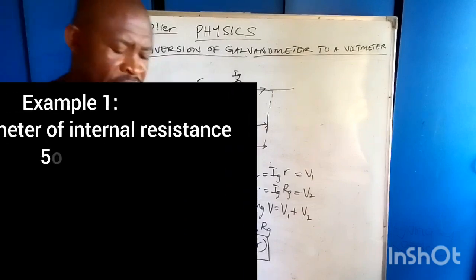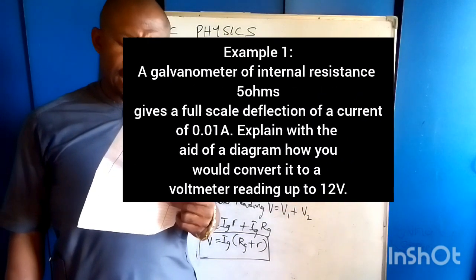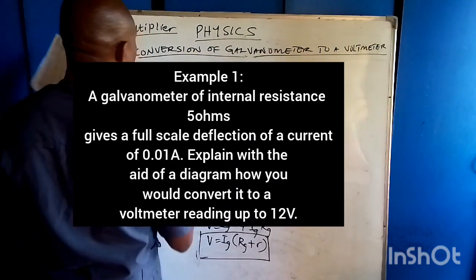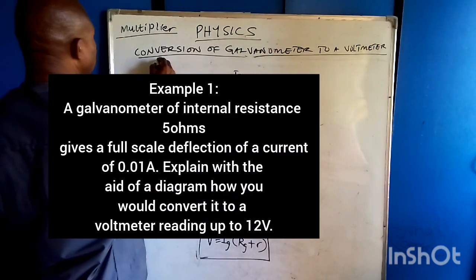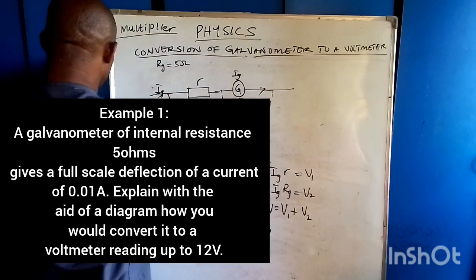Now we'll take the first one. The first one says a galvanometer of internal resistance 5 ohms. That means the resistance of the galvanometer is 5 ohms.